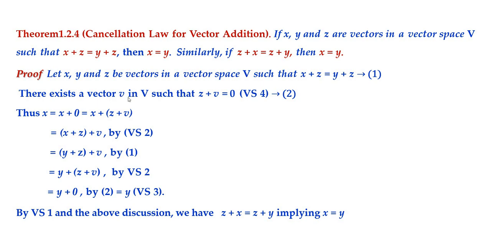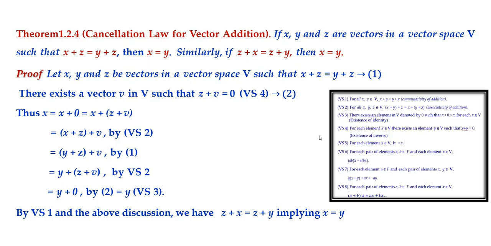Now there exists a vector v in V such that z plus v is 0, that is by Vs4. Vs4 is this: for each element x in V, there exists an element y such that x plus y equal to 0. That is, for your z, which you have already mentioned, you can find one inverse v such that z plus v is 0. So this is by Vs4. We shall name this as equation 2.